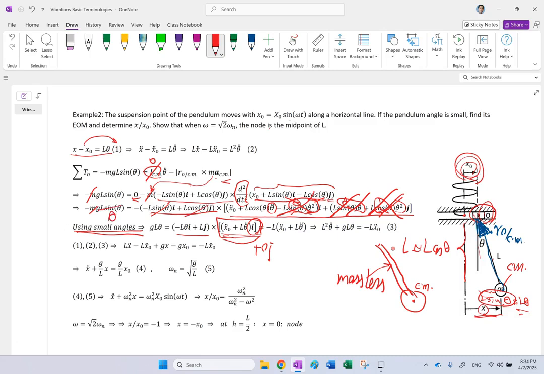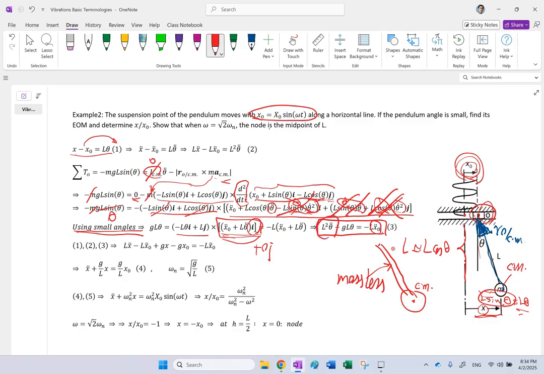So once I simplify and clean up everything, this is going to be my governing ODE, equation number 3. L squared theta double dot plus GL theta equals negative L x naught double dot. And x naught is the one that is a sine function, so double dot of that is also a sine function. Now, what do I do here?